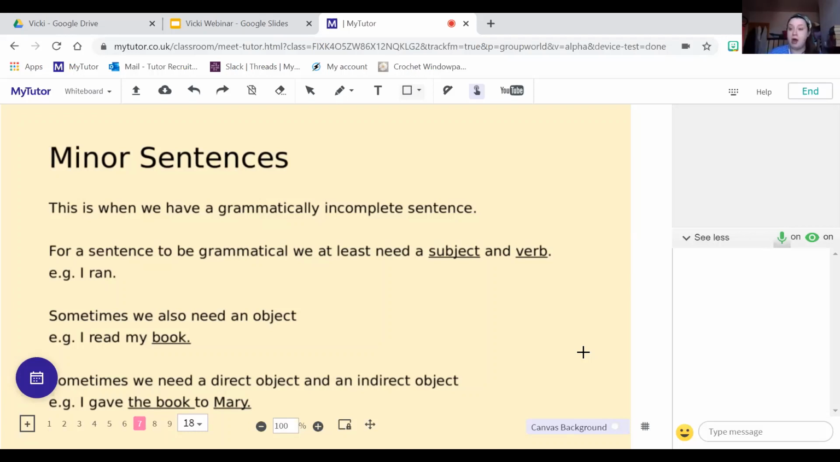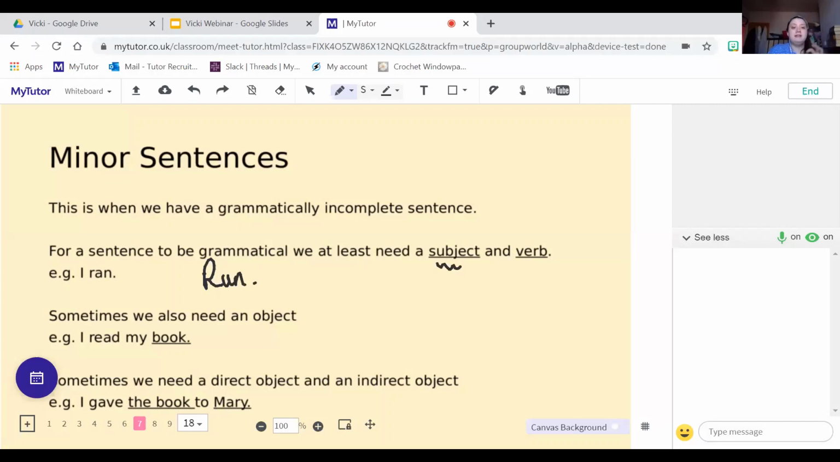So for example, I ran. I is the subject, ran is the verb. That is grammatically correct. So for it to become a minor sentence, we could just say ran or run. So this is something that you see quite often in children's literature, but this is something we're also going to see in today's text. So if we just have run as a sentence, that's a minor sentence because it's missing the subject.